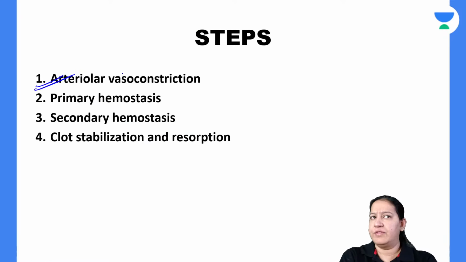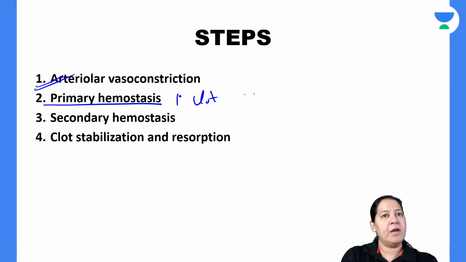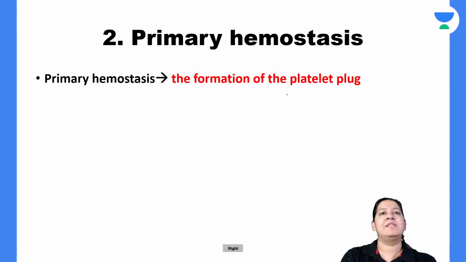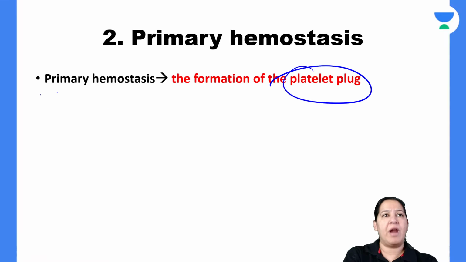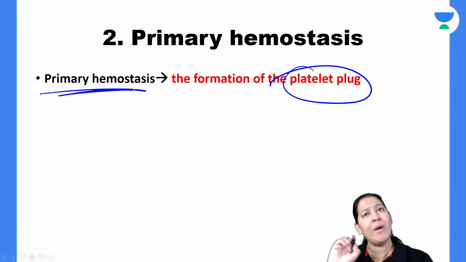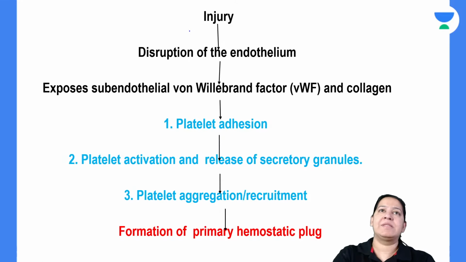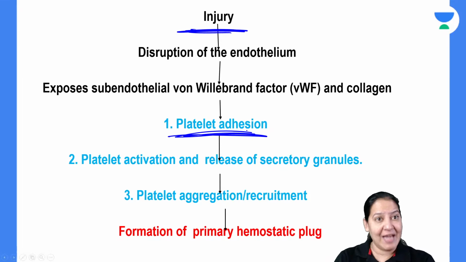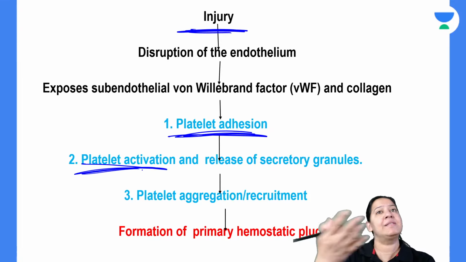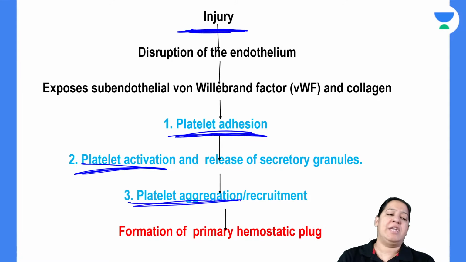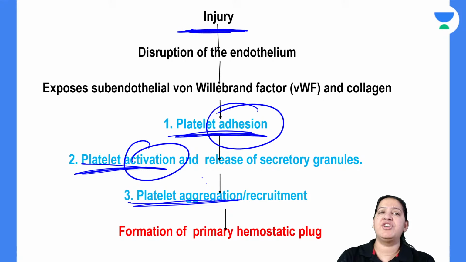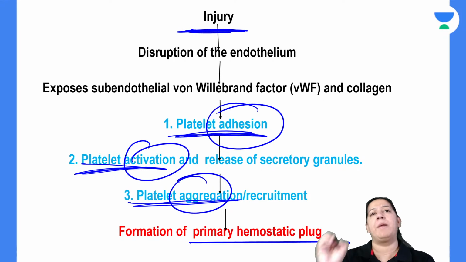No more detail of this step. Coming to the second step, that is primary clot formation. Primary clot is made up of platelet, only platelet. We have already seen. So there are 3 steps. Immediately after injury, platelet adhesion takes place. Then platelet activation takes place. Then platelet aggregation takes place. I hope you know the differences between them already. Adhesion, activation, aggregation. So ultimately primary clot is formed.